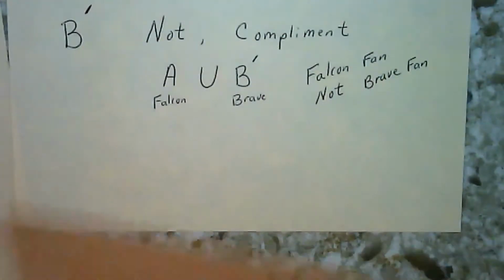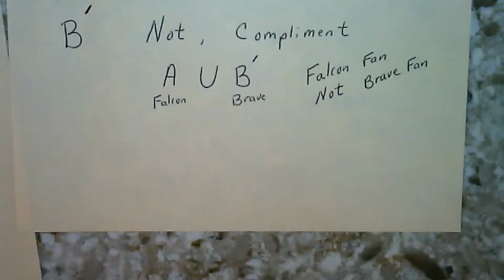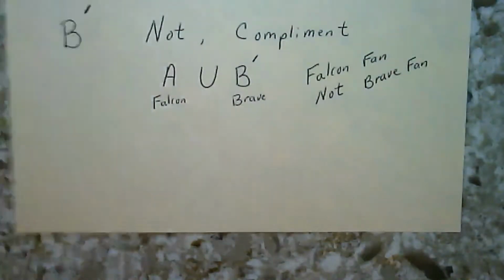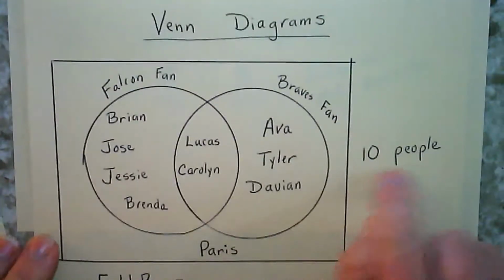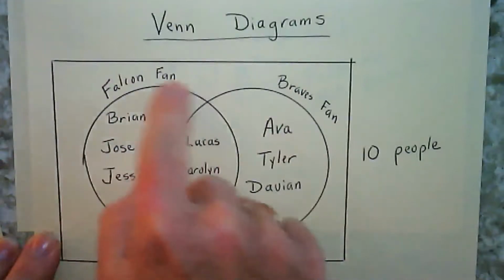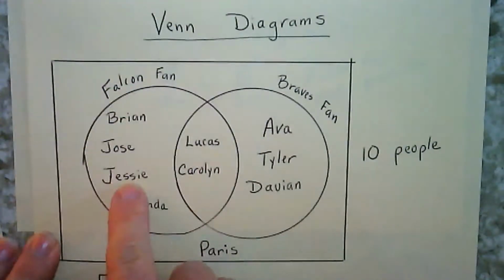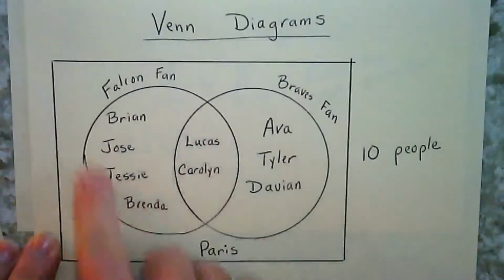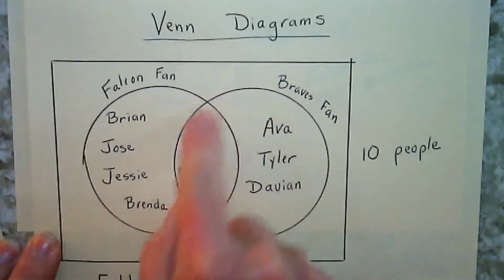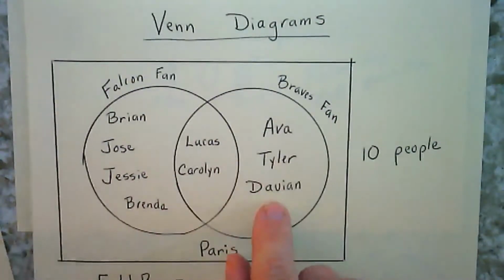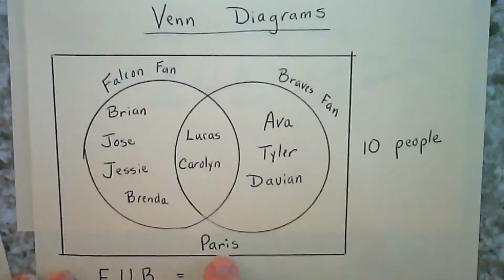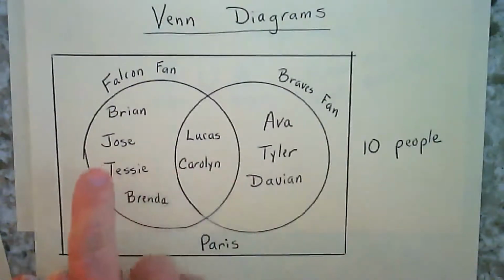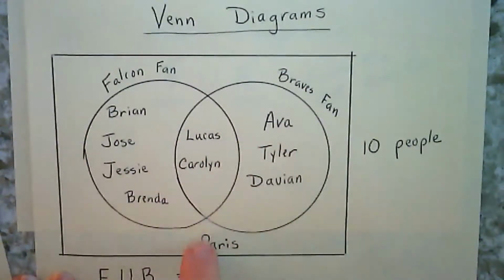All right, so how do we put that to use in a diagram? Let's take a look at this Venn diagram which I have created. I have 10 people in my diagram. Some of them are Falcon fans: Brian, Jose, Jesse, Brenda, Lucas, and Carolyn. Then I have a circle of people who are Braves fans: Ava, Tyler, Davian, Lucas, and Carolyn. Inside my box I have one more person, Paris. She doesn't like either the Falcons or the Braves. So I have a total of 10 names: 1, 2, 3, 4, 5, 6, 7, 8, 9, 10.